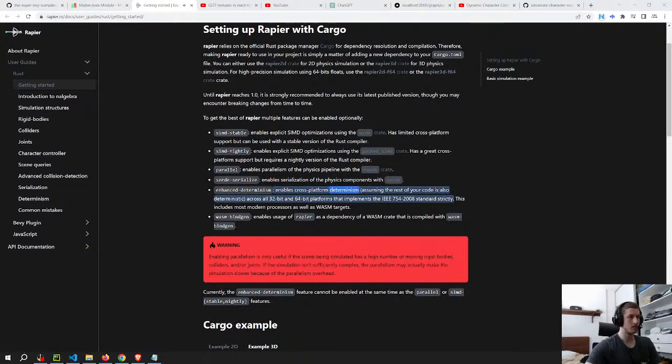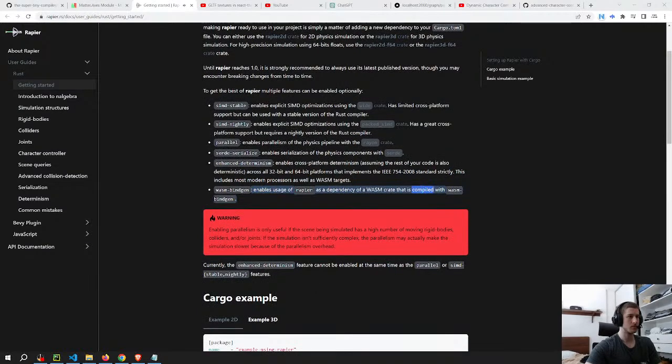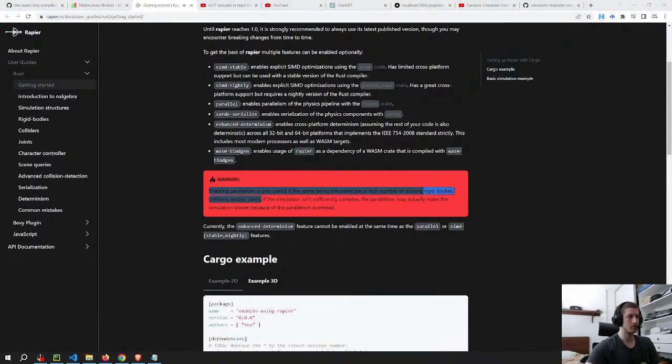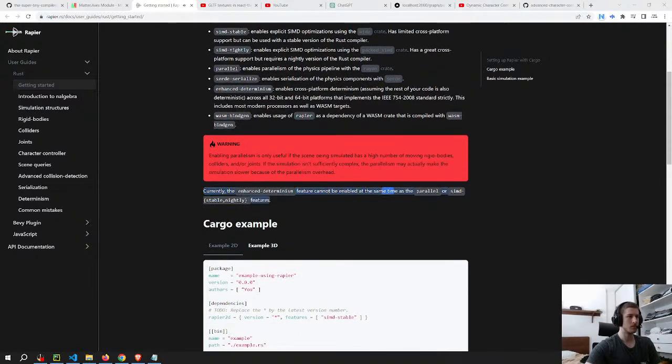enhanced-determinism enables cross-platform determinism, assuming the rest of your code is also deterministic, across all 32-bit and 64-bit platforms. It implements the IEEE 754-2008 standard strictly. This includes most modern processors as well as WASM targets. wasm-bindgen enables use of Rapier as a dependency of a WASM crate that is compiled with wasm-bindgen. Enabling parallelism is only useful if the scene being simulated has a high number of moving rigid bodies, colliders, and joints. If the simulation is not sufficiently complex, the parallelism may actually make the simulation slower because of the parallelism overhead. Currently, the enhanced-determinism feature cannot be enabled at the same time as the parallel or simd-stable/nightly features.